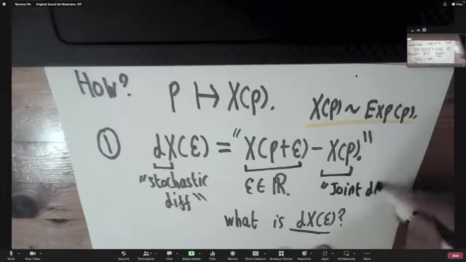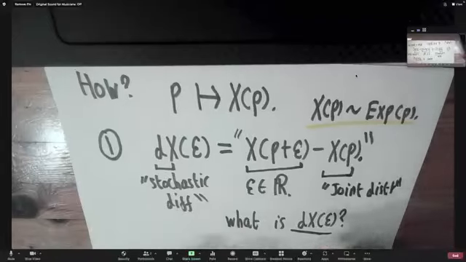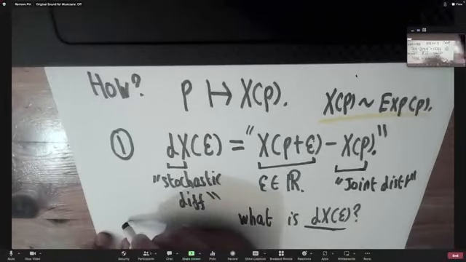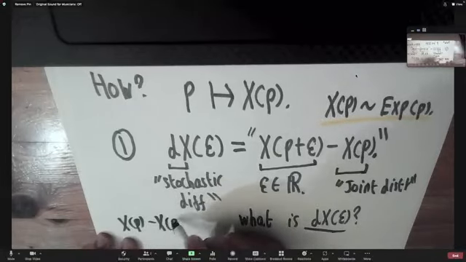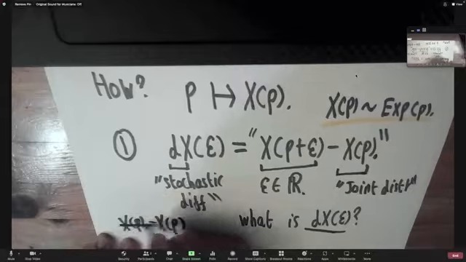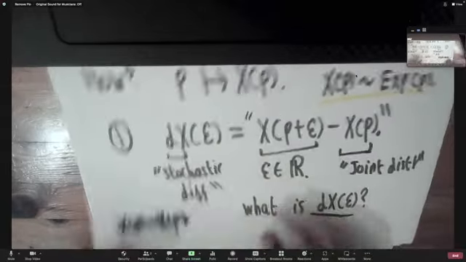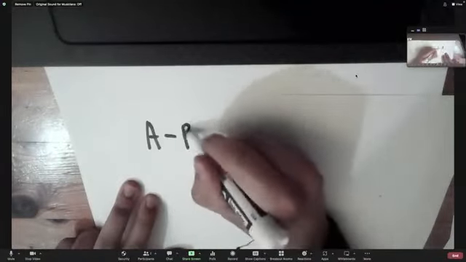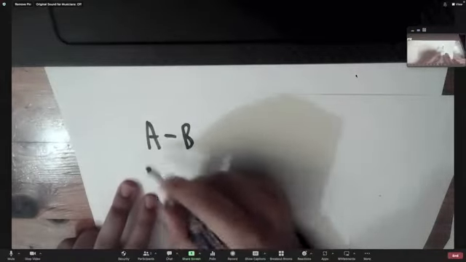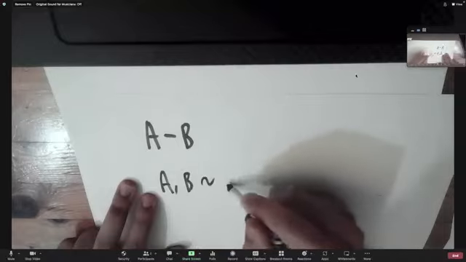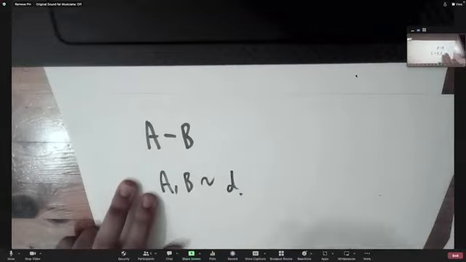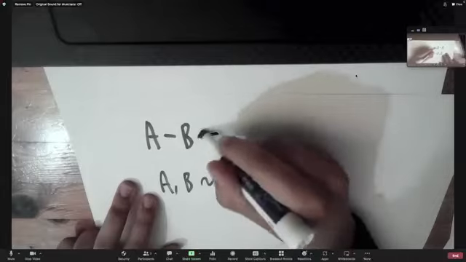Which means, for example, suppose you were considering x of p minus x of p for a second. Well, maybe that's a bit too confusing. Let's go away from that context for a second, and consider subtracting two random variables, A and B, where A and B follow the same distribution. Let's call it some distribution D. Is this going to equal 0?